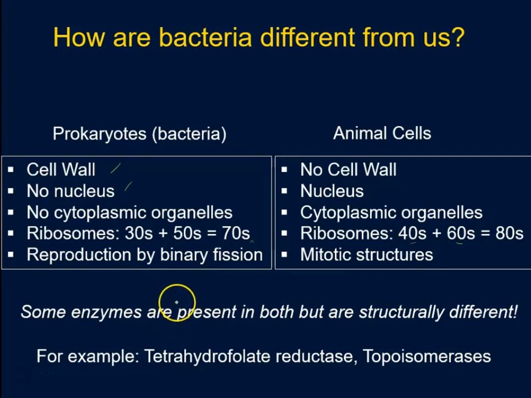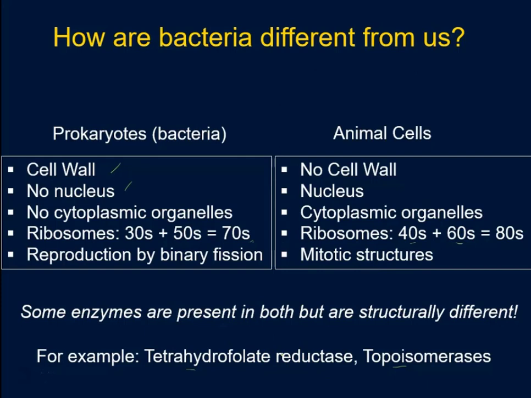Now, some targets are enzymes. So we'll talk about targets for sulfonamides. We'll talk about tetrahydrofolate reductase as a target. We'll talk about topoisomerase as a target for fluoroquinolones. So these enzymes are present in animal cells, but they're structurally so different. They do the same thing in terms of their biochemical pathway, but structurally they're so different from our enzymes that when you target those bacterial enzymes using antibiotics, they have minimal effects on our enzymes.